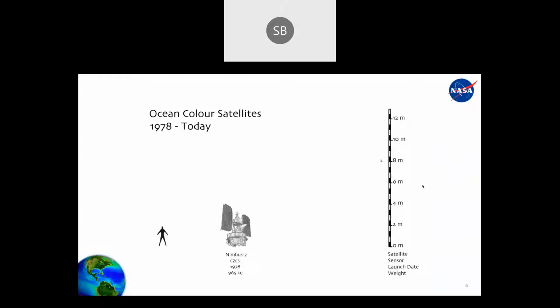All right, but how do we get to SeaHawk today? Ocean color instruments from space began in 1978 with the launch of the CZCS instrument on the Nimbus 7 platform. And following on that, the first, what we call modern ocean color instrument was SeaWiFS, which was launched in 1997. And it's the reason I'm here. I began work with the SeaWiFS instrument back in 1997.